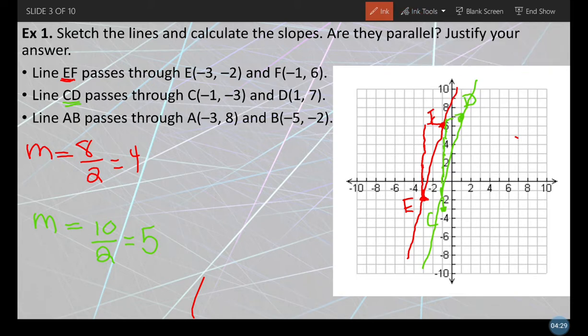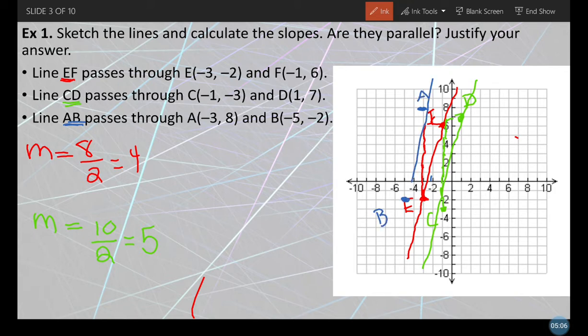Now let's see if AB is parallel to either one of those lines. So it says line A passes through -3 and 8. Oh, yes, okay, sorry. -3 and 8. Thought I had a typo there. And -5 and -2. So that's point A and B.